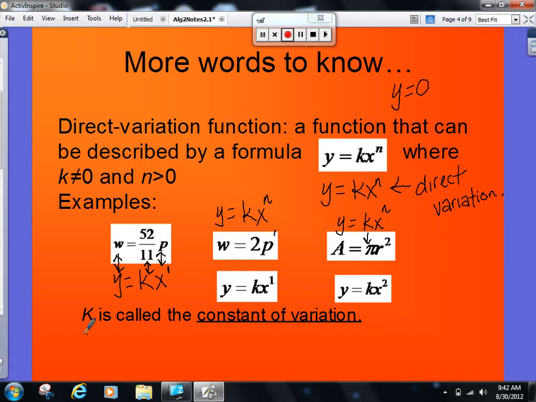Okay, k is a very important part of these functions. It's actually going to be our goal to figure out what k is almost on every single problem, and it's called the constant of variation. These are so fun. You're going to like them.